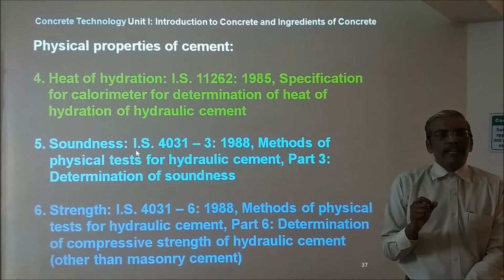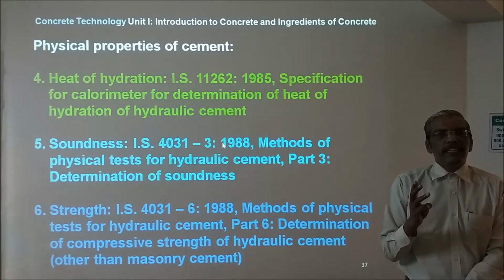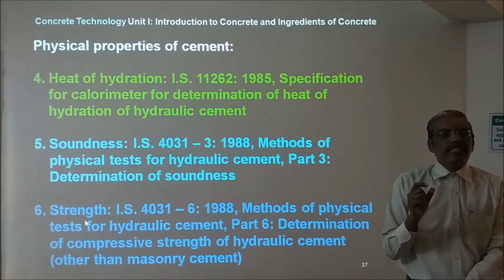For that we can refer to the Indian Standard Code IS 4031 Part 3. It is published in the year 1988. The title is Methods for Physical Test for Hydraulic Cement. The Part 3 title is Determination of Soundness. The sixth physical property is the strength.